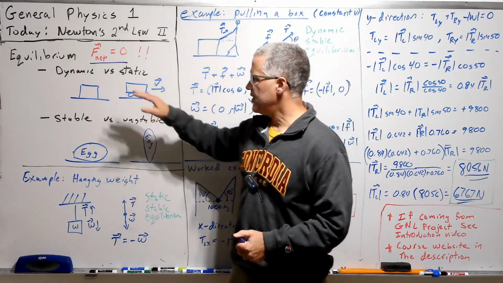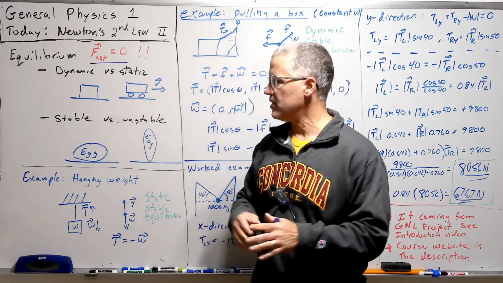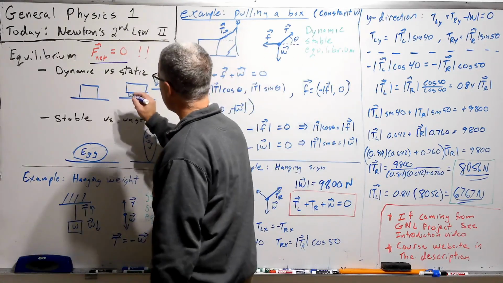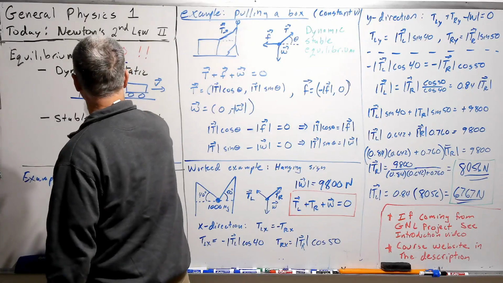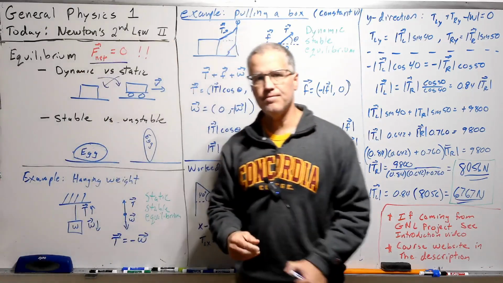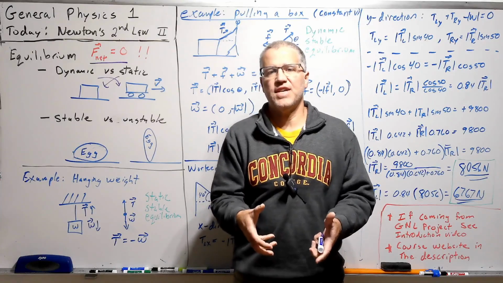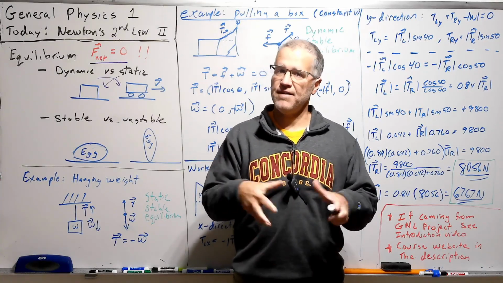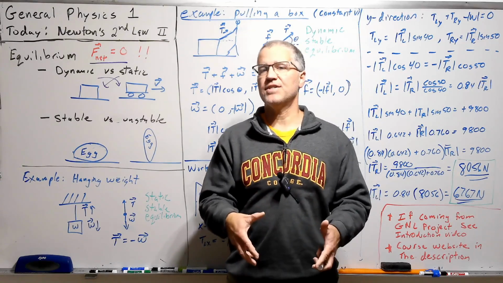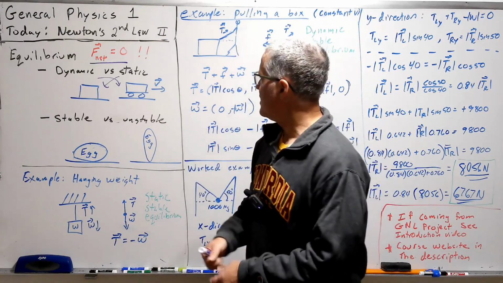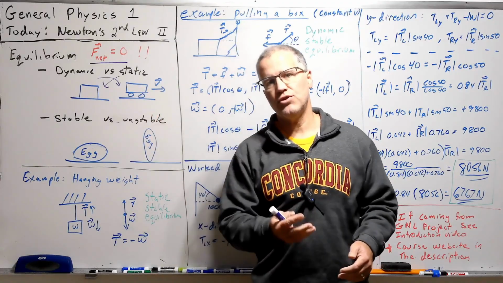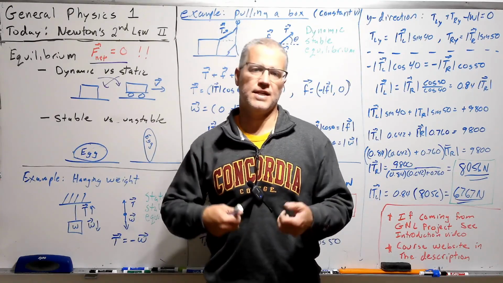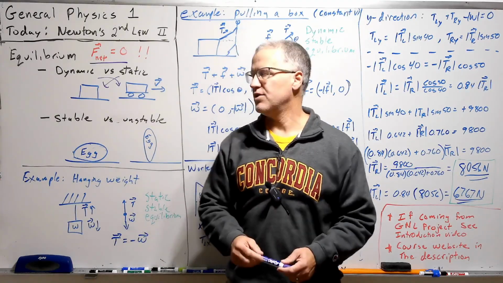Now, there are two main types of equilibrium, dynamic versus static. Static equilibrium, I guess I have these pictures flip-flopped. Static equilibrium is when the object is sitting at rest and all the forces are equal, so there's no net force, and so it will remain at rest by Newton's first law. And then dynamic is when we're in uniform motion and the net force is zero, and again by Newton's first law, it will remain in uniform motion.